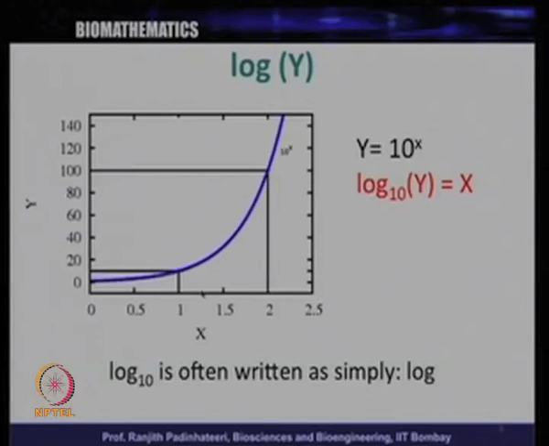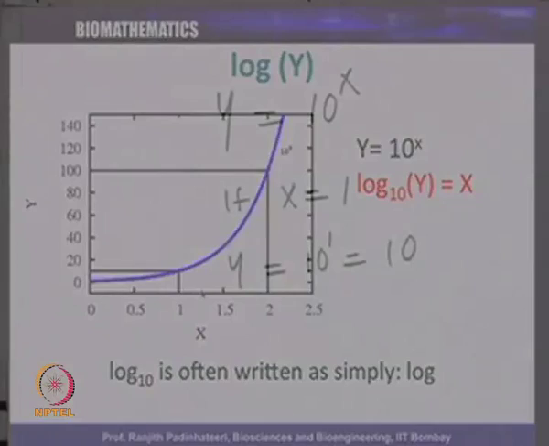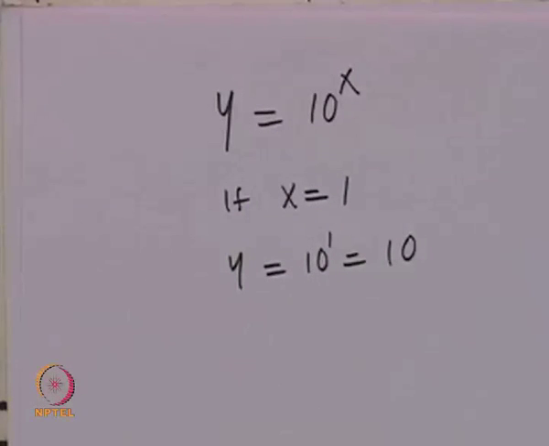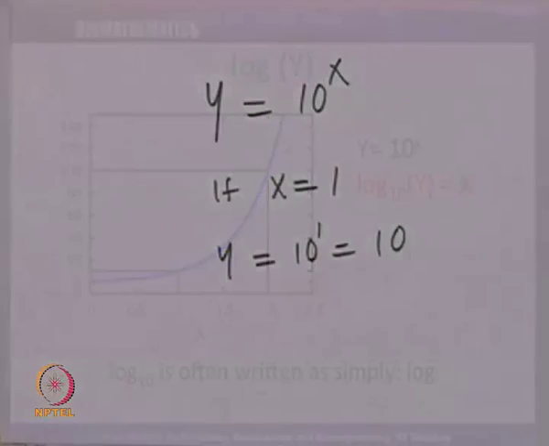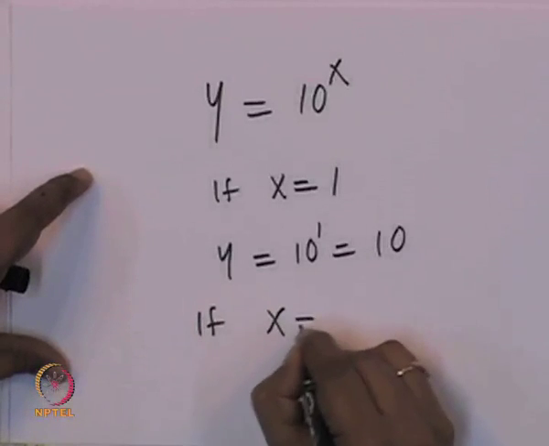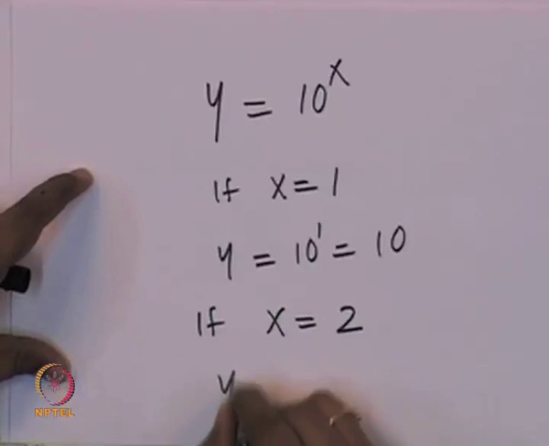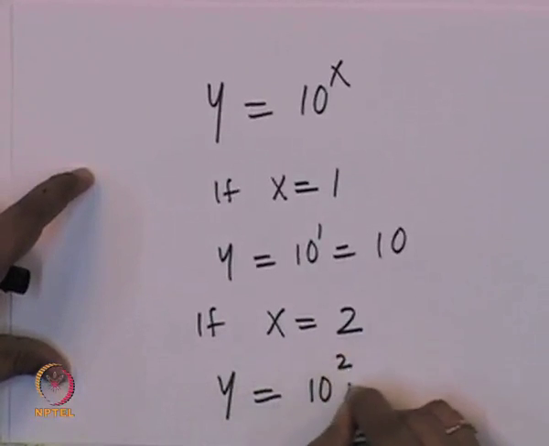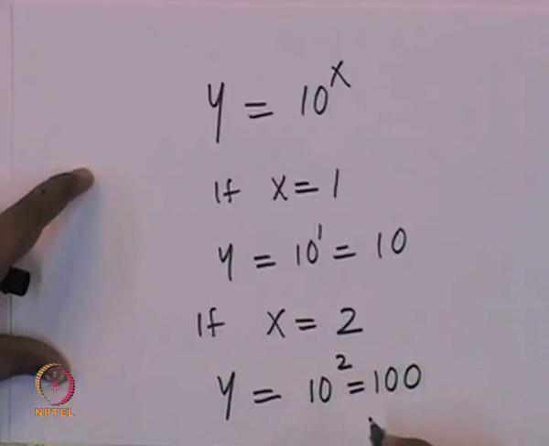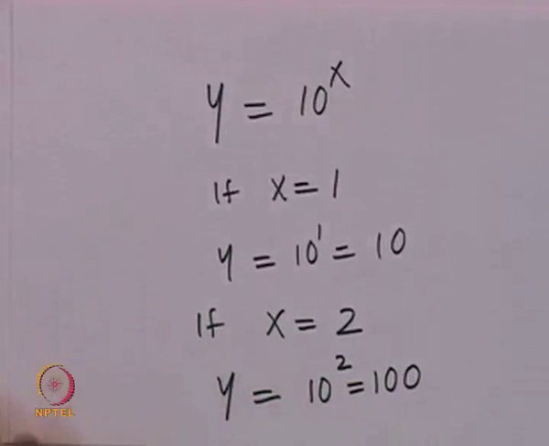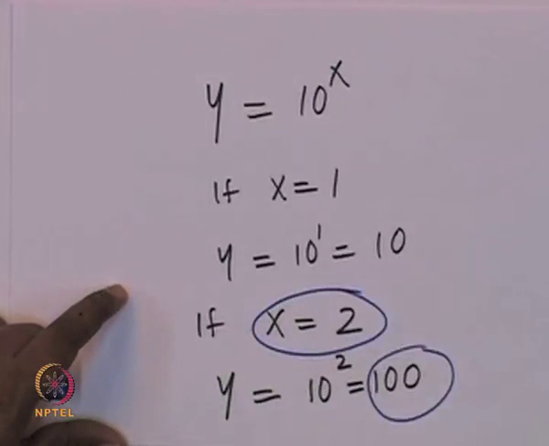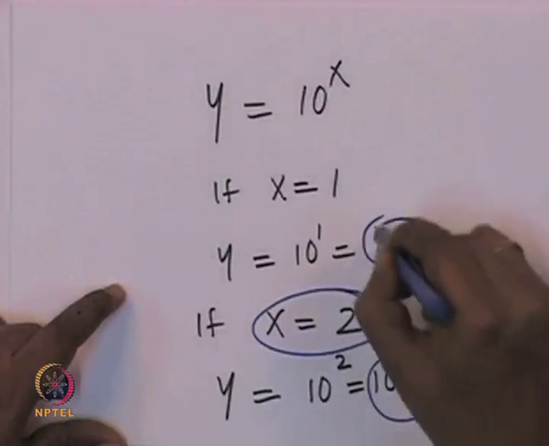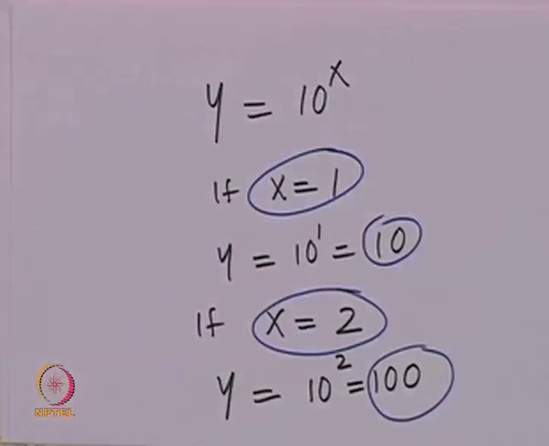We know that y is equal to 10 power x, so if x equals 1, y is 10 power 1, equal to 10, which is as we have seen in the graph. Similarly, if x equals 2, y is 10 power 2, equal to 100. So, if the y value is 100, the corresponding x value is 2. If the y value is 10, the corresponding x value is 1.